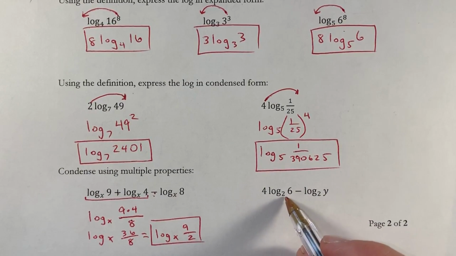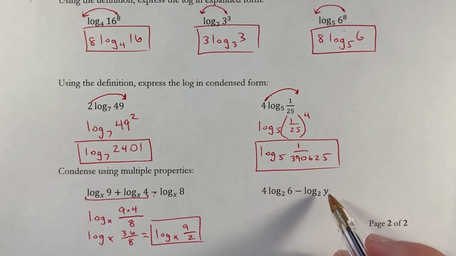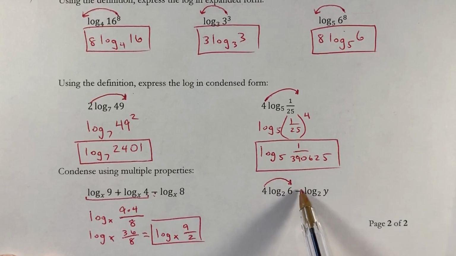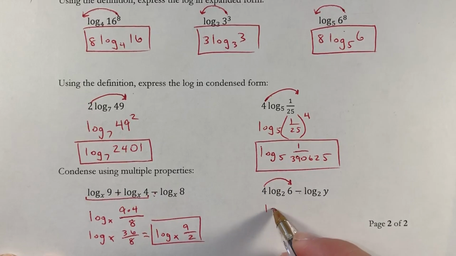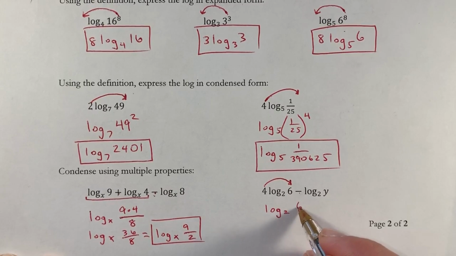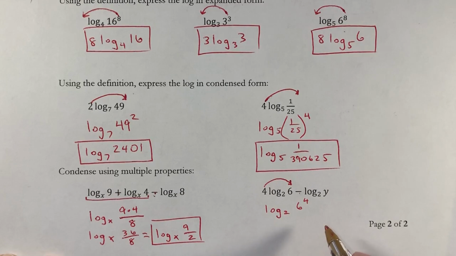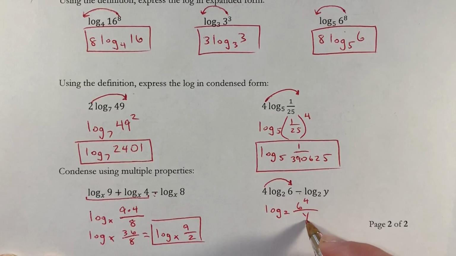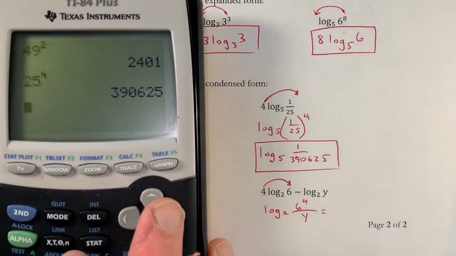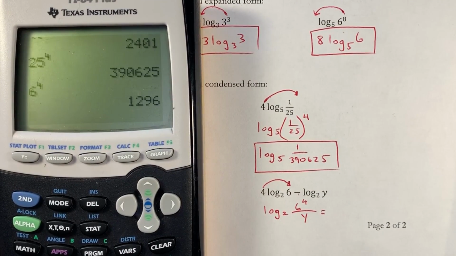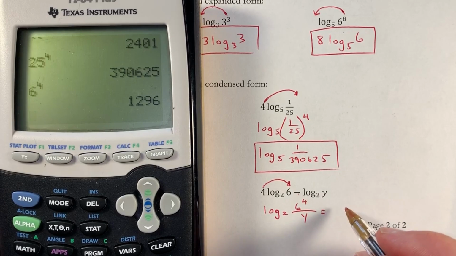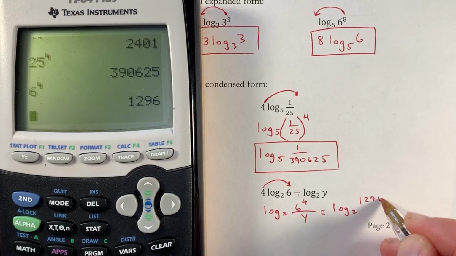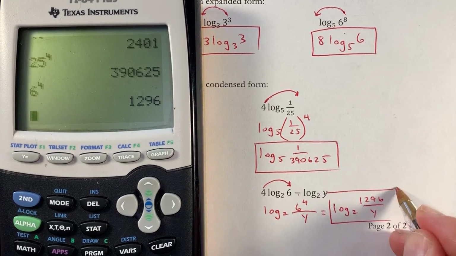And last, we've got 4 times log base 2 of 6 minus log base 2 of y. I've got a coefficient here that can be moved here as an exponent. Then minus means I'm going to divide. So I've got log base 2 of 6 to the 4th power, and that is going to be divided by, because of that subtraction, y. So I need to figure out what 6 to the 4th power is. So 6 raised to the 4th power is 1,296. So this is the same as log base 2 of 1,296 over y.